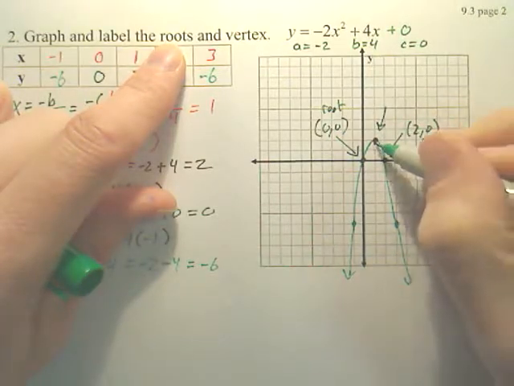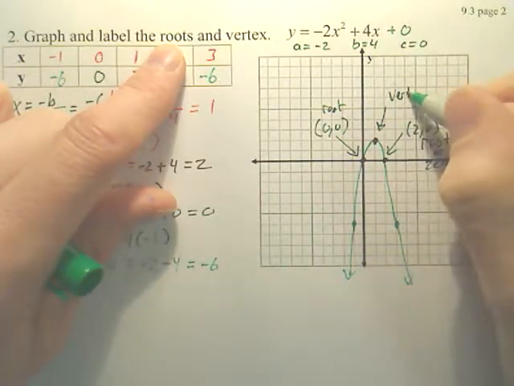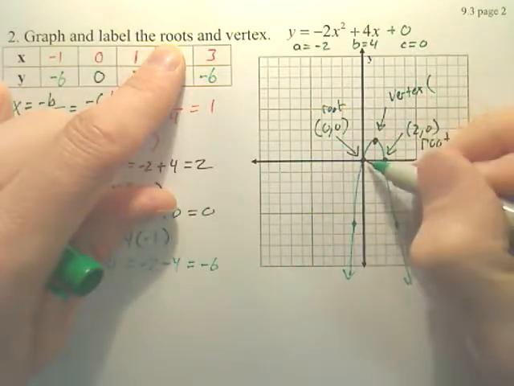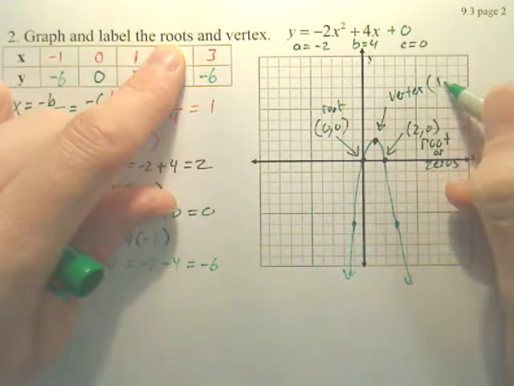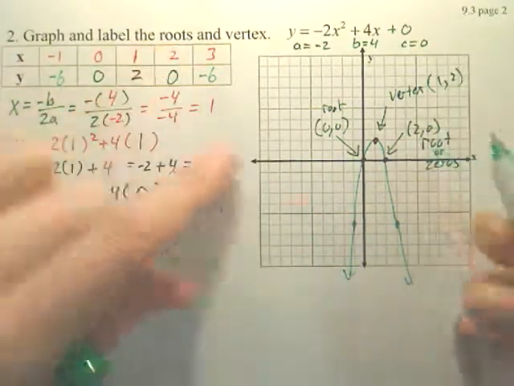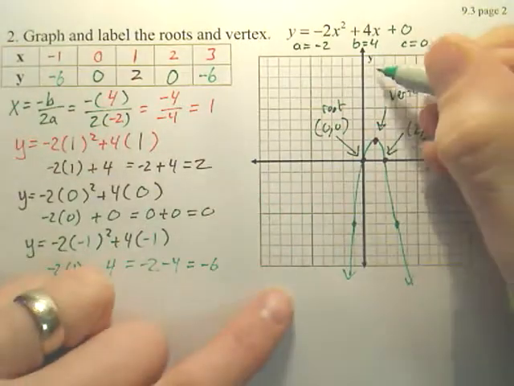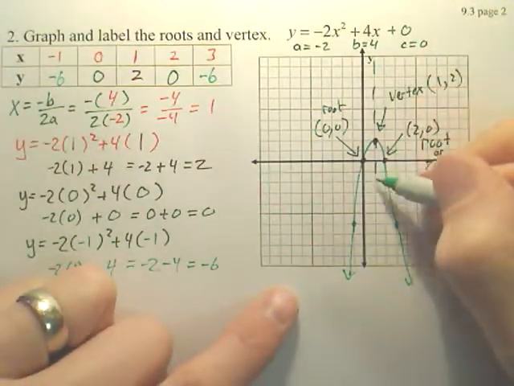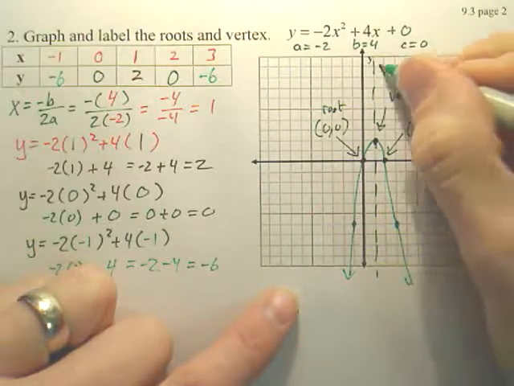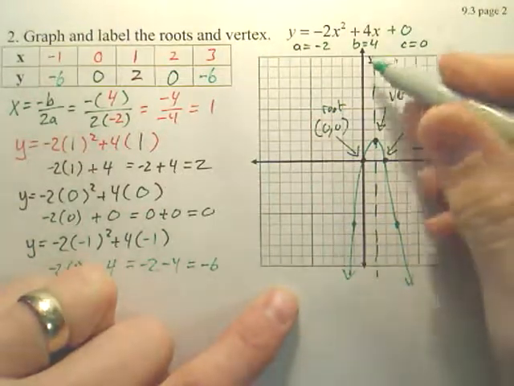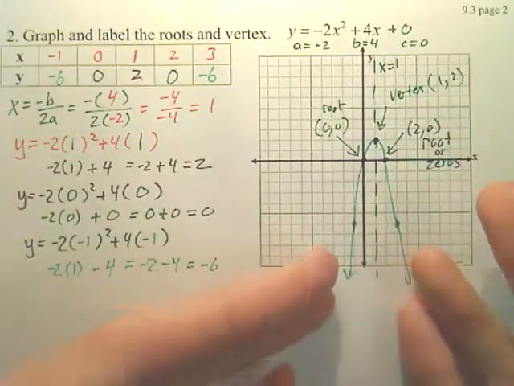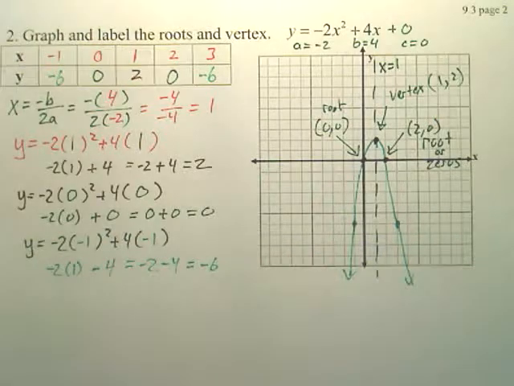And the vertex, that's called the vertex. And that's over 1, up 2. That's the vertex. These are the roots. The axis of symmetry going right through the middle would be x equals 1. The equation of that dotted line is x equals 1. That's the line where this graph folds. It's where it's symmetrical.